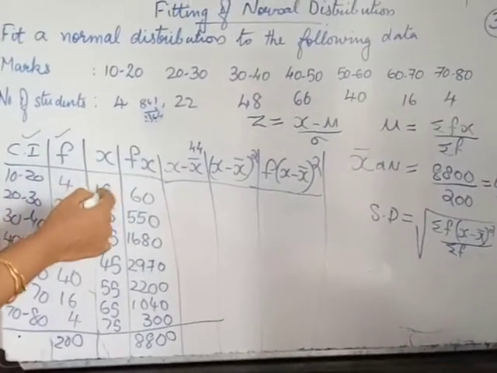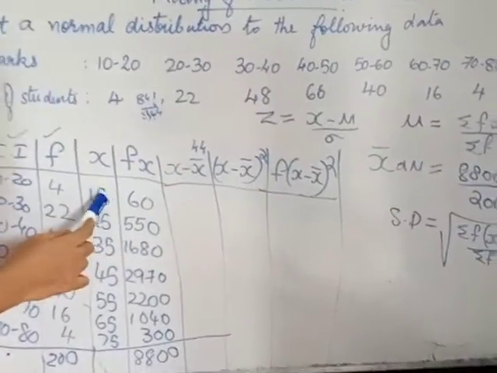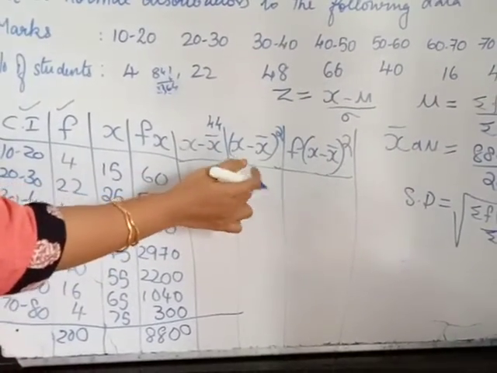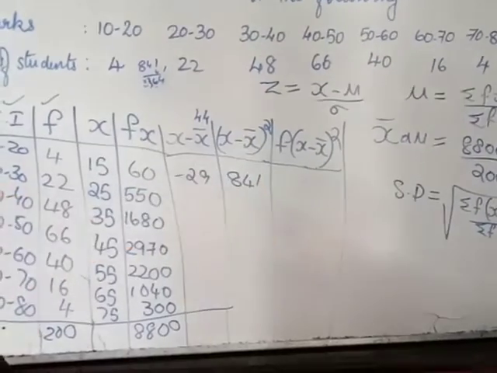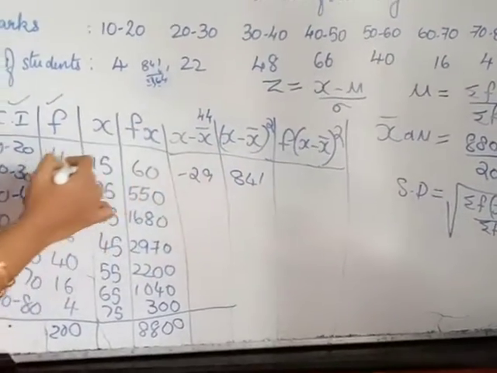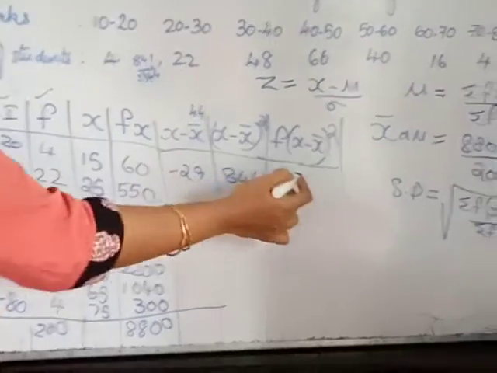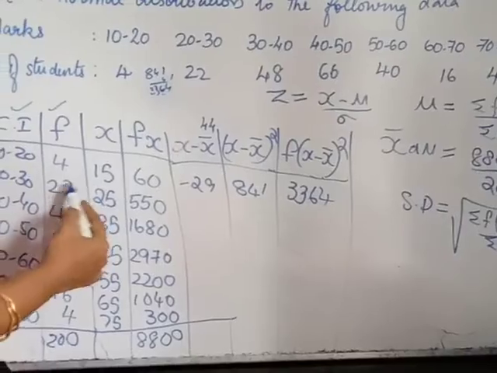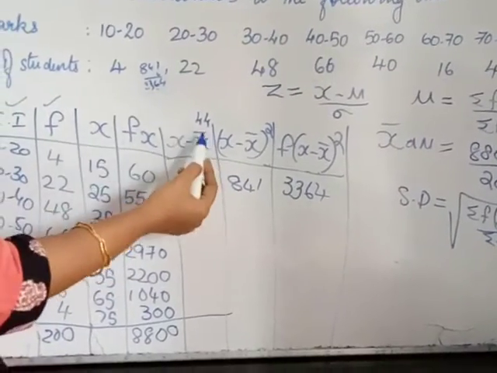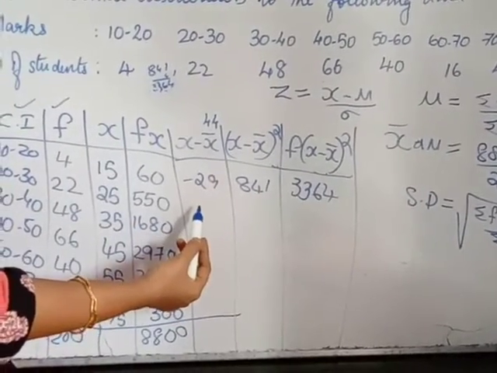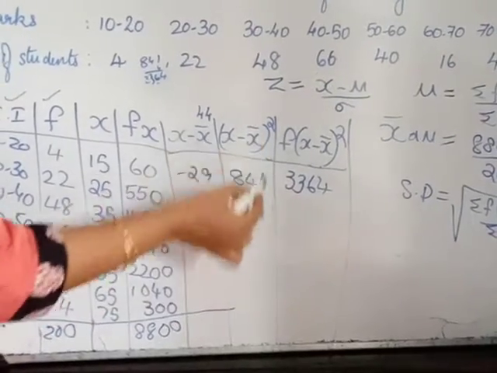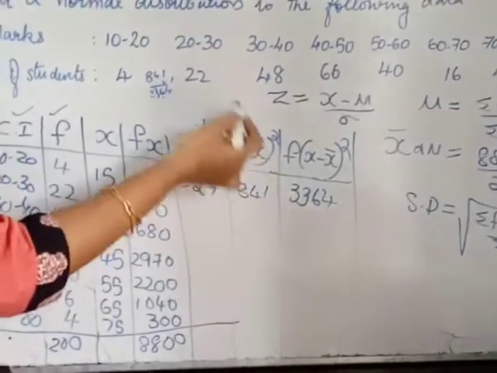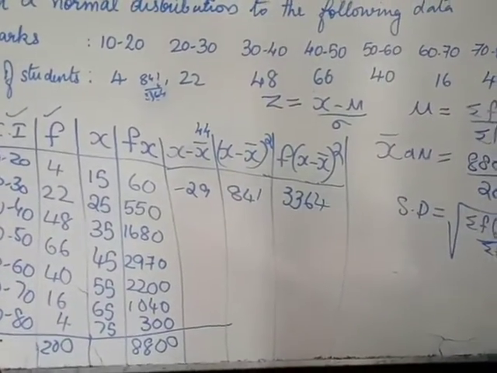So I simply show the first case, x minus x bar. 15 minus 44, what is it? It is minus 29. Now you have to take the square. 29 square is positive 841. This you have to multiply with the f value. So 841 into 4 is 3364. Same way, next x value is 25. 25 minus 44, whatever answer you get as negative, take the square, that becomes positive. Then this square term has to be multiplied by f. The same you have to repeat for the rest of the values.